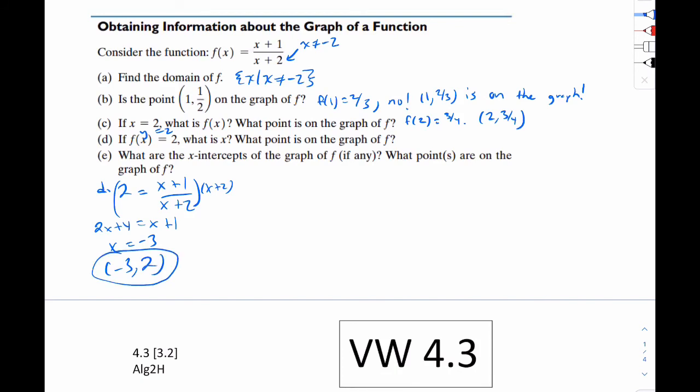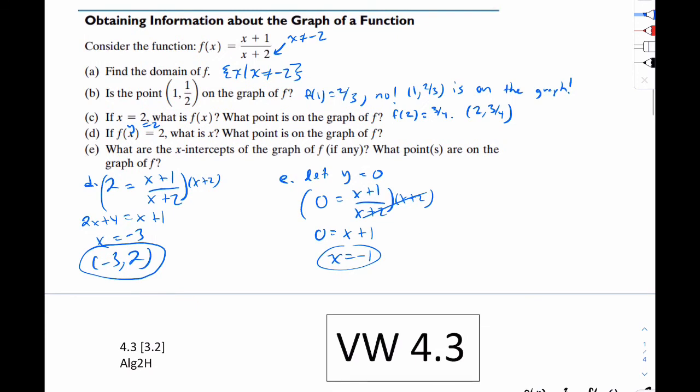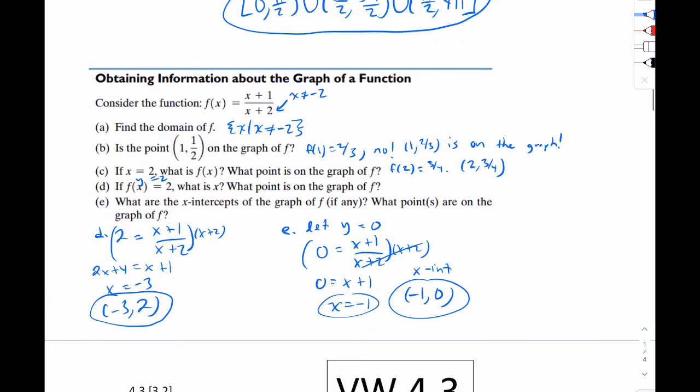And the last part, what are the x-intercepts? Recall for x-intercepts, we're going to let y equal 0. So 0 would equal x plus 1 over x plus 2. We multiply by x plus 2. That's 0, since 0 times anything is 0. So we have x plus 1 equals 0, x equals -1. And the point would be -1, 0. There's your x-intercept. And we're done.